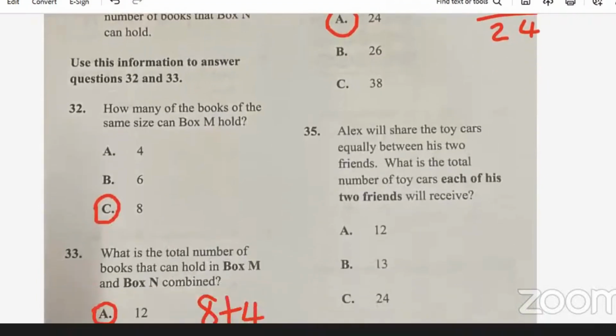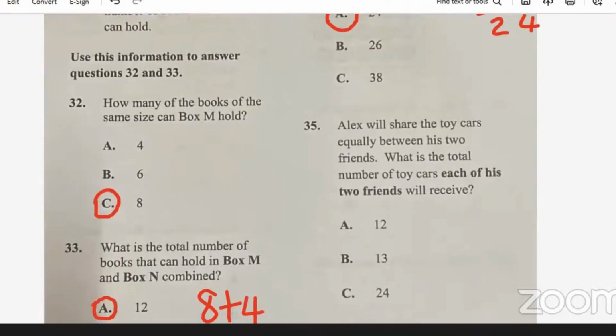Now it says, question 35, Alex will share the toy cars equally between his 2 friends. What is the total number of toy cars each of his 2 friends will receive? So it would be 24 divided by 2. 2 goes into 2 once, 2 goes into 4 twice. So the answer is A, 12. So each friend would receive 12.